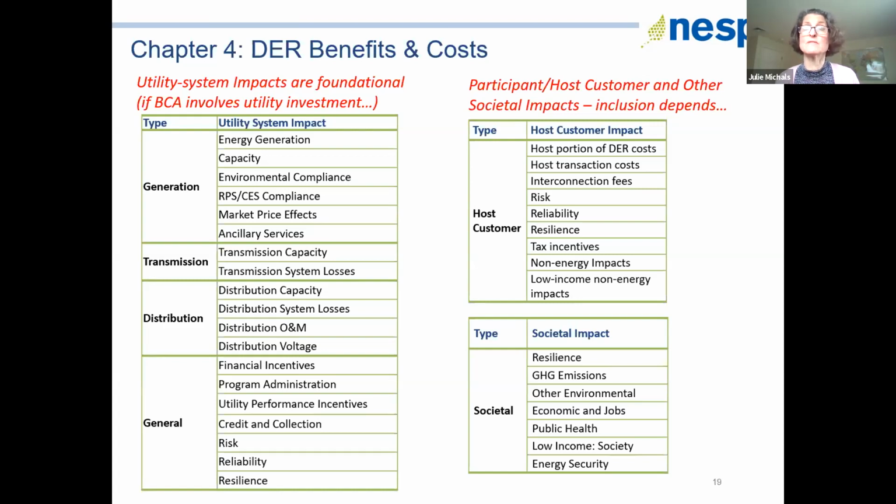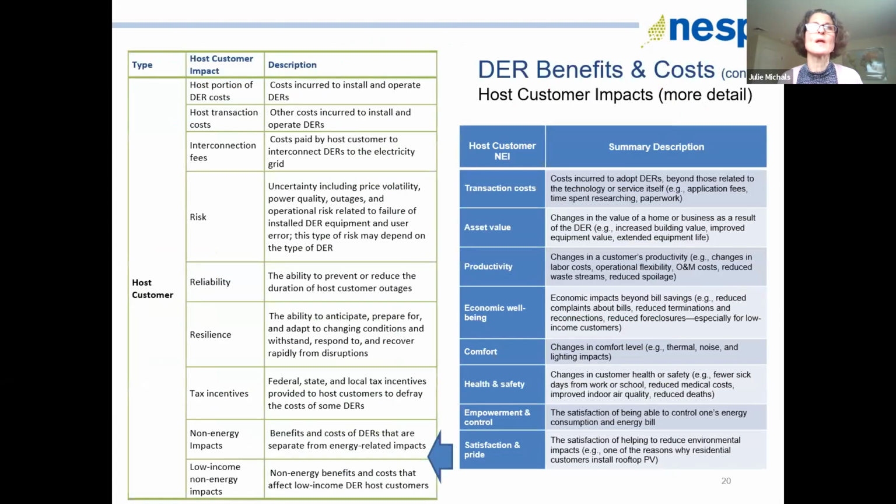And these are not exhaustive. There may be other things, and in fact, I have a slide ahead that I borrowed from LBL that has some additional host customer impacts that aren't listed here, but it's meant to give you a flavor. And further, when we think about GEBs and we think about demand flexibility, remember that those value streams are embedded within these different impacts, whether they're utility system impacts or host customer impacts. And I'll give you a better example of that in a minute here.